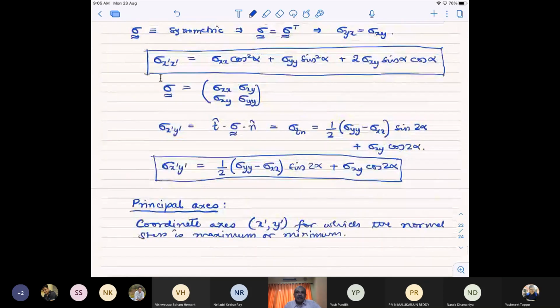Now, here is the formula for our normal stress. If I want to find out when it is maximum, what should I do? At what angle? I want to find out the angle at which this is maximum. What should I do? Sir, differentiate with respect to alpha and equate it to 0. Correct. I think that's precisely correct.